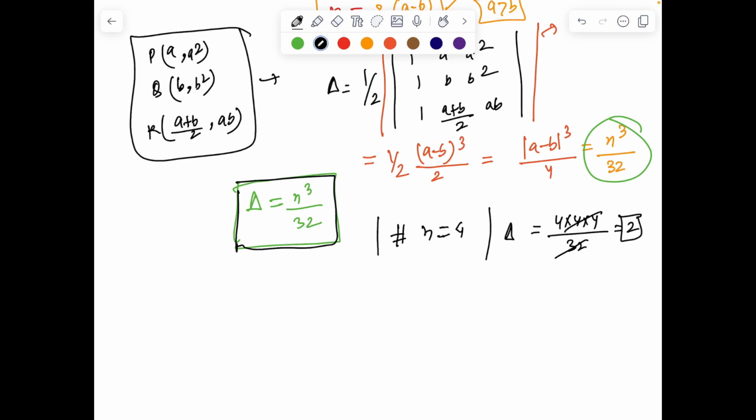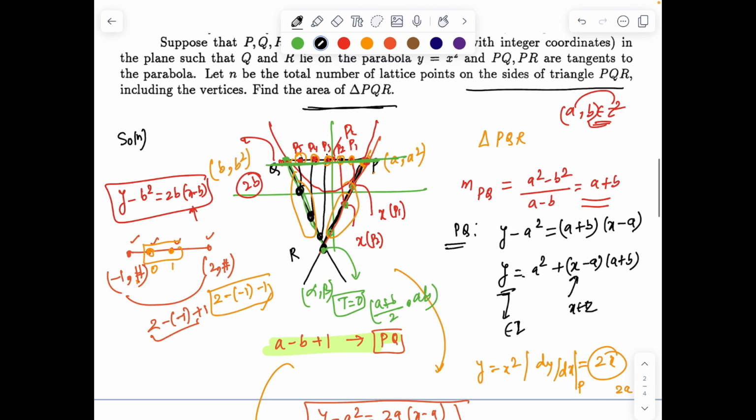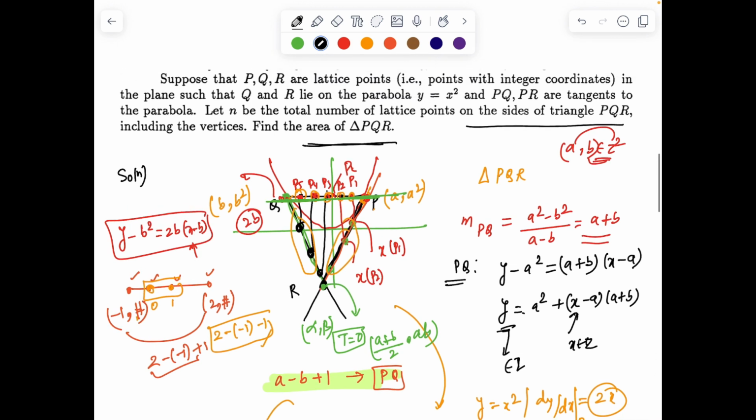Right. So in this way, questions can be framed and asked. This was a very good problem on basics, and see how I have used the fundamental ideas of the equation of a line and integer coordinates to build up this question.